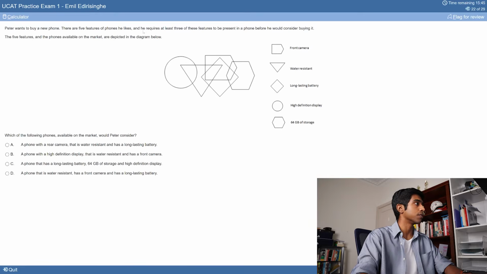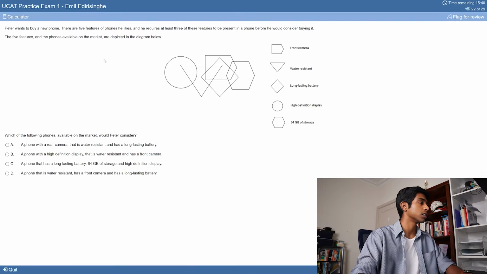Peter wants to buy a new phone. There are 5 features he likes. He requires at least 3 to be present in a phone before he considers buying it. Which of the following phones would Peter consider? So 3 is going to be here and here. So this is water resistant, front camera, long lasting battery, or long lasting battery, front camera, and 64 gigs of storage. So rear camera, no, not high definition display, water resistant front, yeah, that's D.